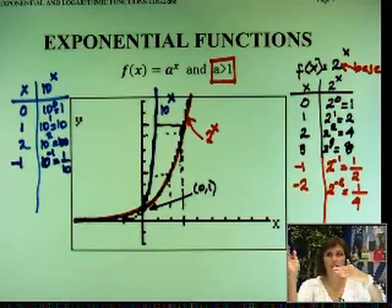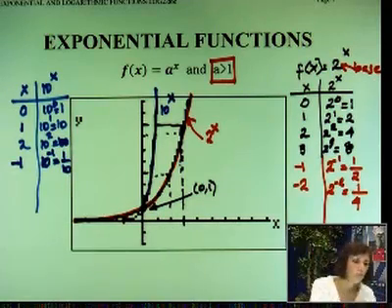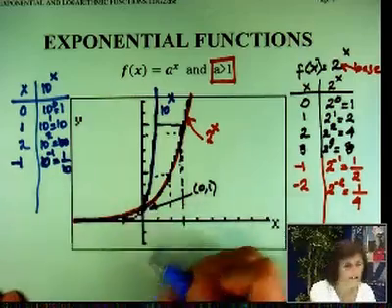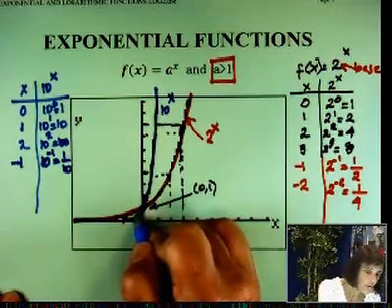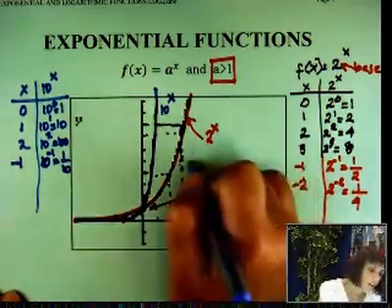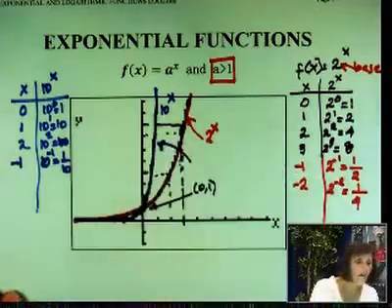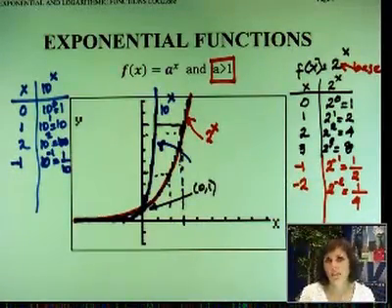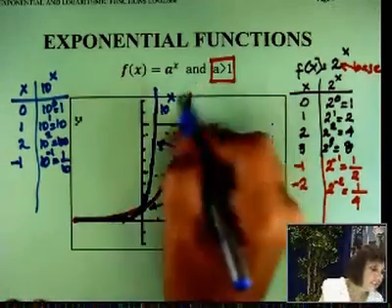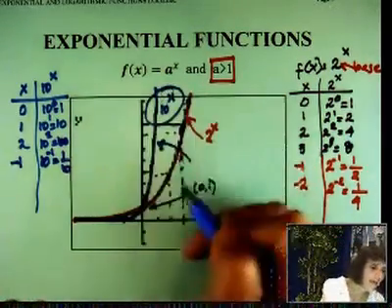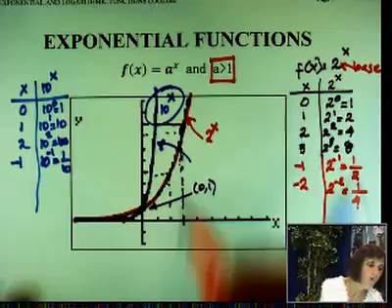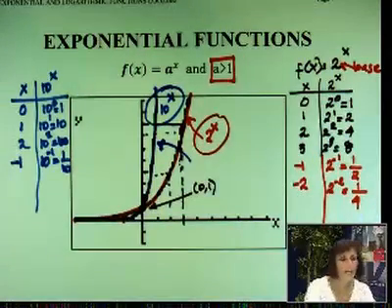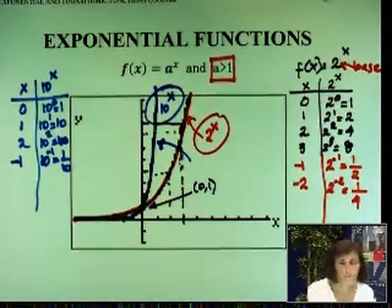It's kind of like pivoted, like a door around (0, 1). So when your base gets bigger, your exponential curve gets a little bit steeper, and this is the picture of 10 to the x versus the picture of 2 to the x. So we analyzed the exponential functions.